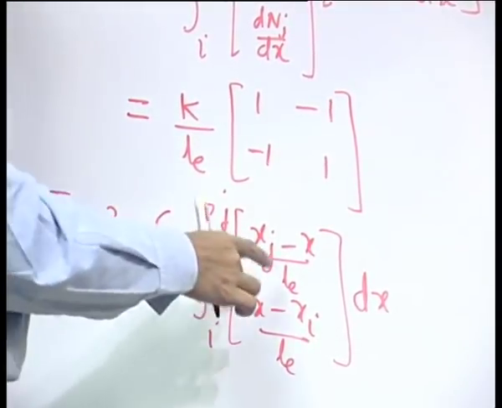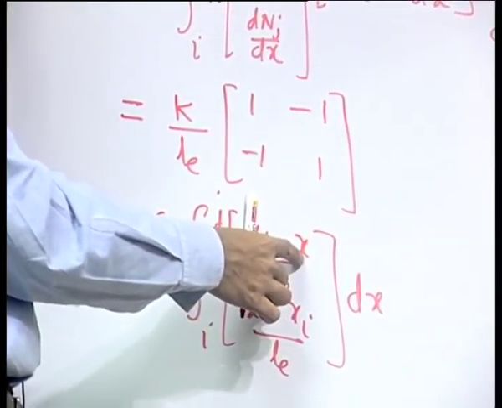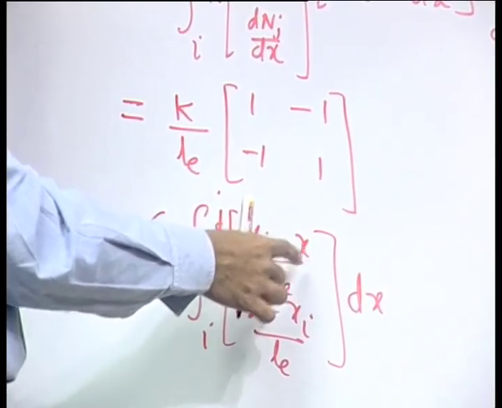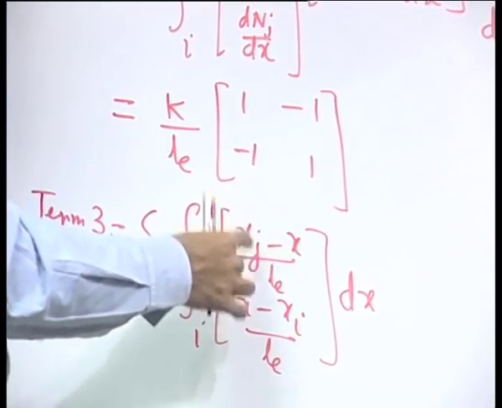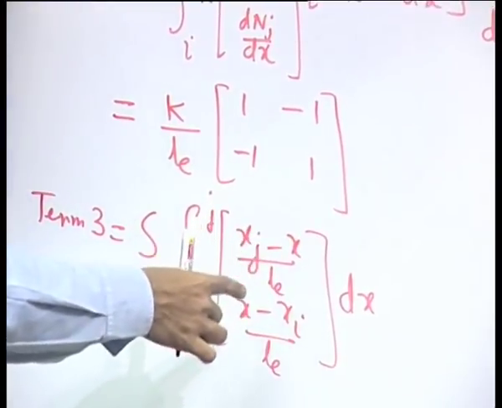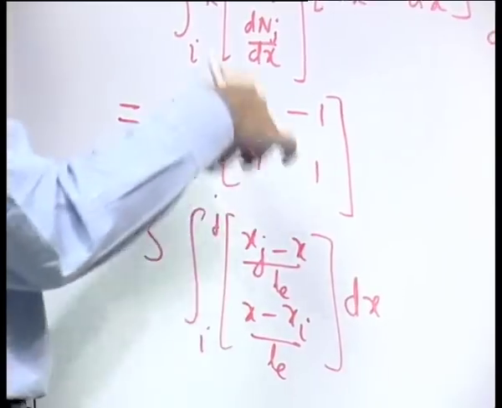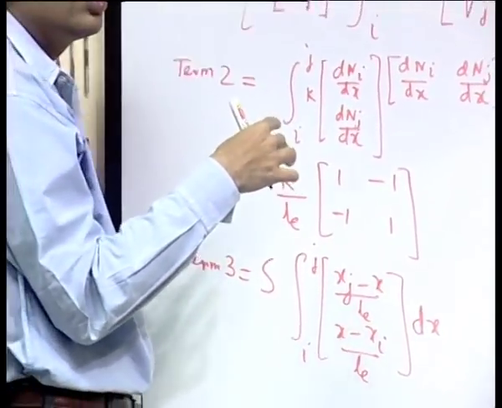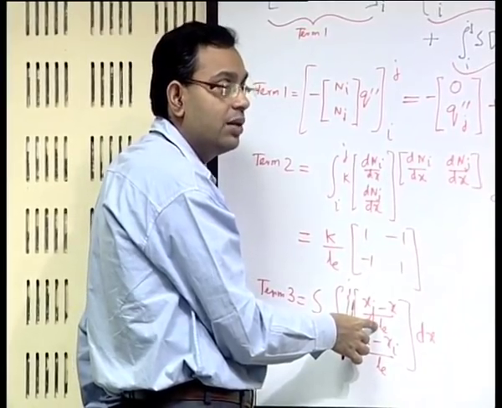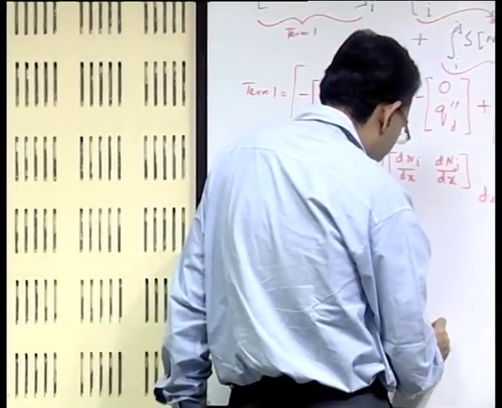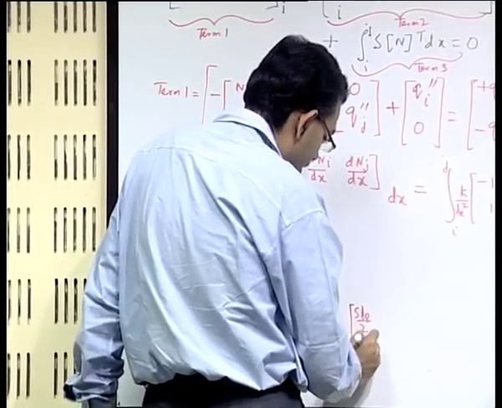So you can do the integration, like for the first case you can substitute xj minus x equal to a new variable, let us say that new variable is y. So then it will be of the form integral of y dy from 0 to Le. So it will be Le square by 2, and that Le square by 2 divided by this Le will be Le by 2. So this will be SLe by 2 and SLe by 2.